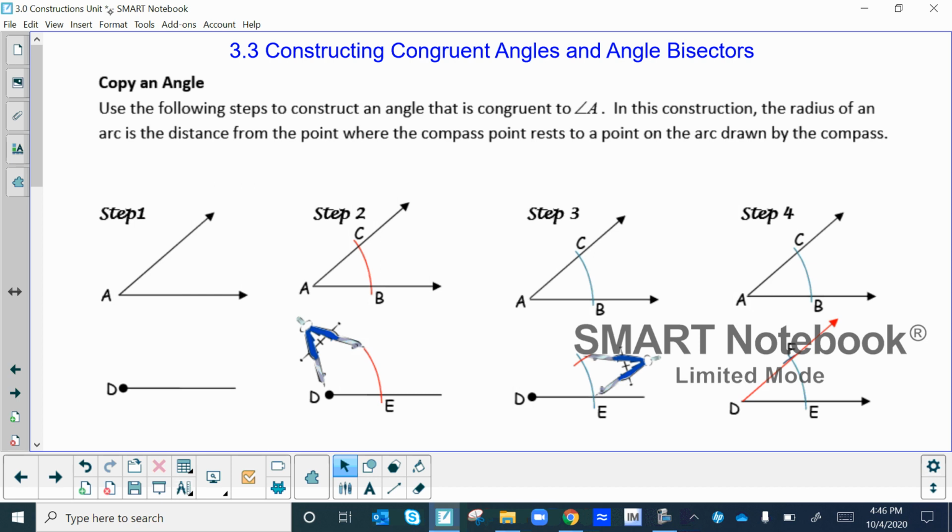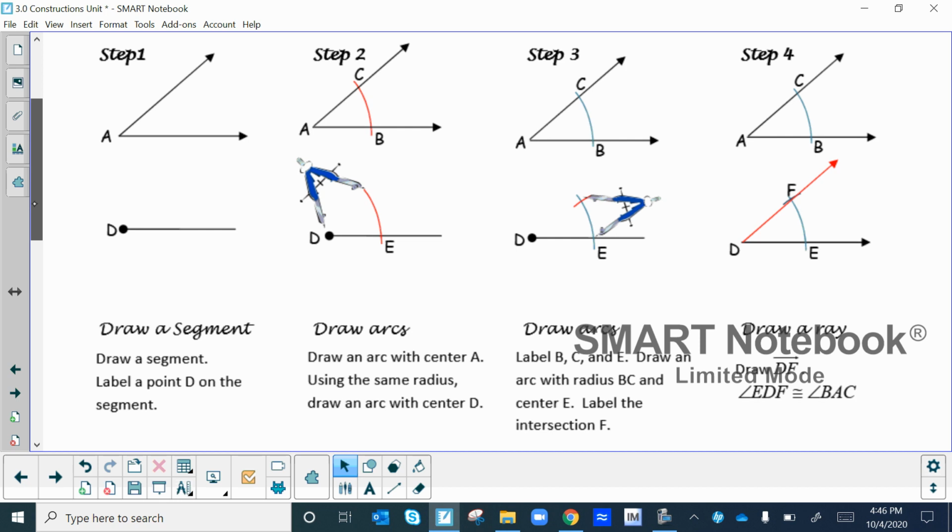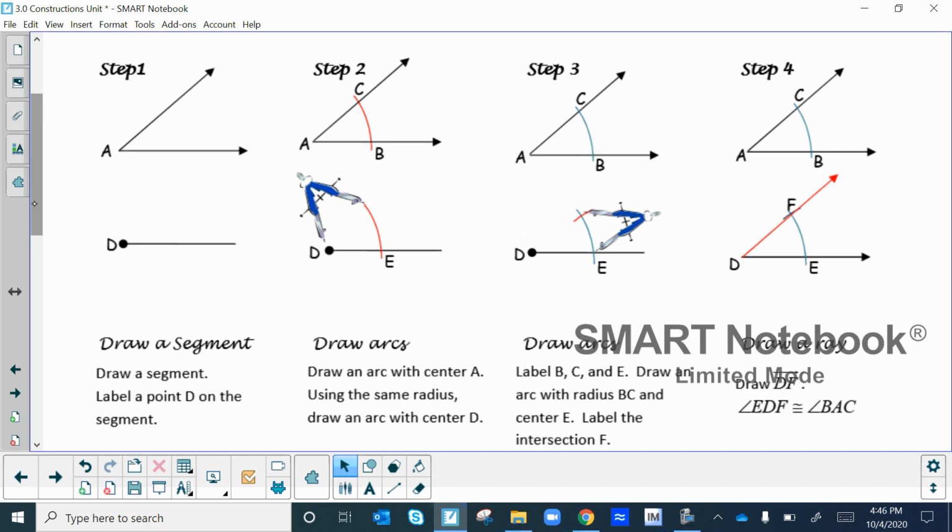Right, guys, in this lesson we are going to construct congruent angles and we're going to construct angle bisectors. Okay, so in this first one, we're going to copy an angle, which is the same thing as constructing congruent angles. We're going to use these steps to construct an angle that is congruent to angle A. I'm going to walk through these 4 easy steps, and then we'll practice constructing it ourselves.